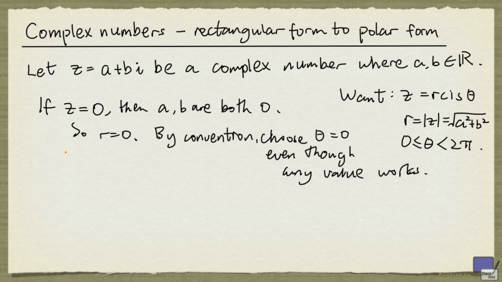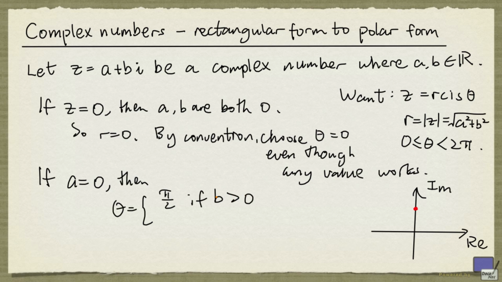Next, let's consider the case when a is equal to 0. Now if a is 0, then the complex number lies on the imaginary axis. And if b is positive, that means the complex number is on the positive imaginary axis. So if we look at this sketch, the number will be somewhere up here. And so the angle here will be pi over 2. Now if b is less than 0, that means the complex number is going to be somewhere down here.